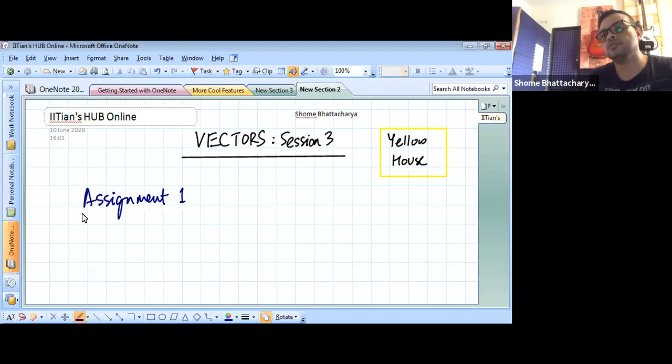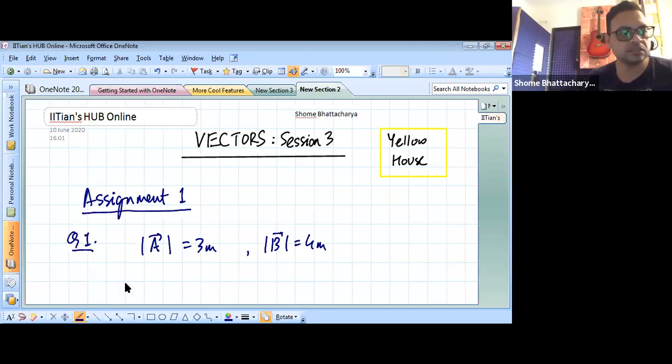Assignment 1. A couple of students have asked me about question 1, so I will start with the discussion of that. Question 1 says that you have two displacements of magnitude 3 meters and 4 meters. How can they be combined so that the resultant is either 7, 1 or 5? Let's say A is a displacement vector of magnitude 3 meters and B is a displacement vector of magnitude 4 meters.